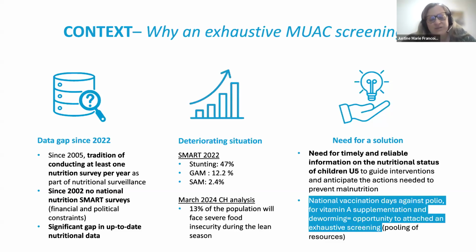So why an exhaustive MUAC screening first? Niger traditionally conducted an annual nutrition survey, but due to political and financial constraints, no national SMART survey has been held since 2022. Also, the most recent data on the nutrition situation reveal a critical situation with, as you can see, high levels of stunting and acute malnutrition, and projections indicating that the population will face severe food insecurity during the lean season, at least in 2024. And so there was really a need for timely and reliable data on the nutritional status of children to guide the government in its intervention.